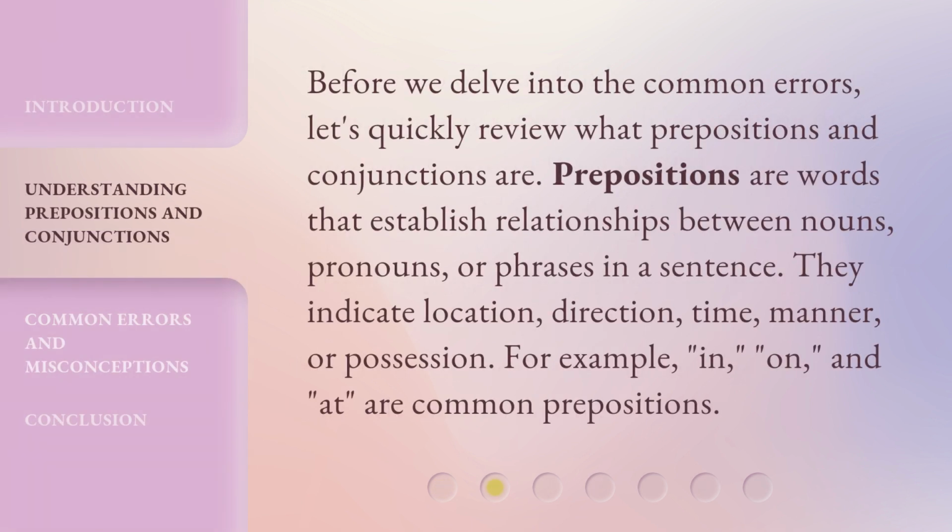Before we delve into the common errors, let's quickly review what prepositions and conjunctions are. Prepositions are words that establish relationships between nouns, pronouns, or phrases in a sentence. They indicate location, direction, time, manner, or possession. For example, in, on, and at are common prepositions.